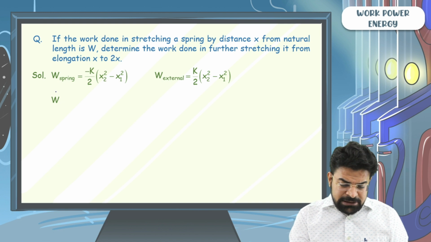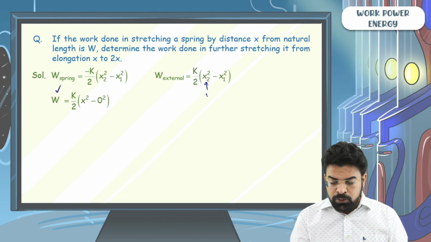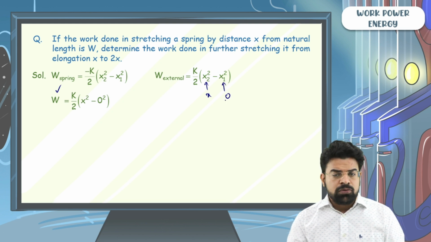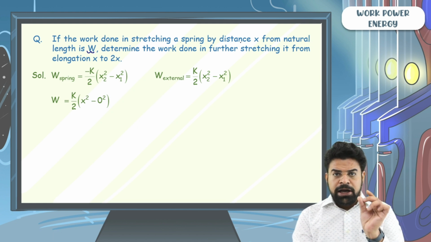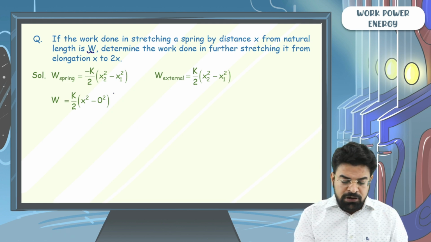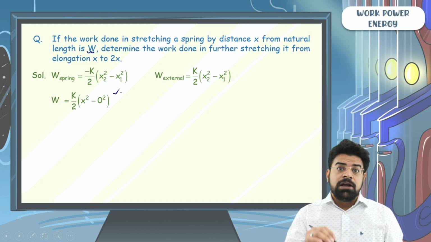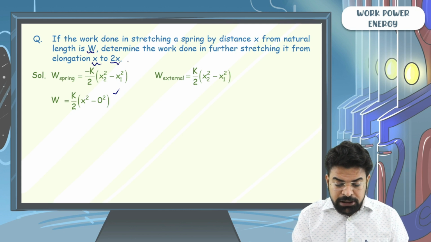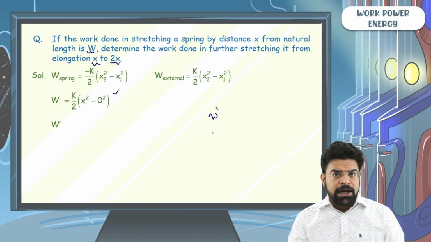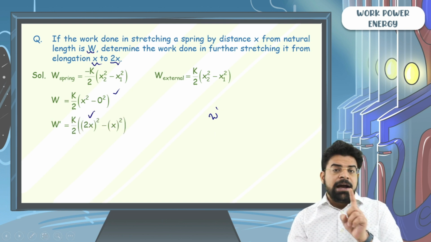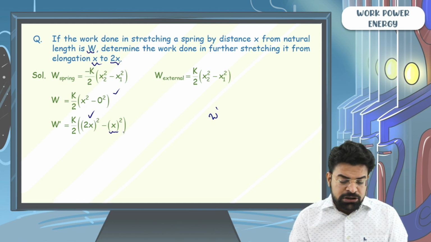Now, we can say that W equals k by 2 into x square minus 0 square. As per the problem statement, when elongated from natural length by distance x, work done is W. Our mission is to find how much work has to be done to further elongate it from x to 2x. So let's say this time the work done is W dash. So you will write the second equation, W dash equals k by 2 into final deformation square 2x square minus the initial deformation square x square.